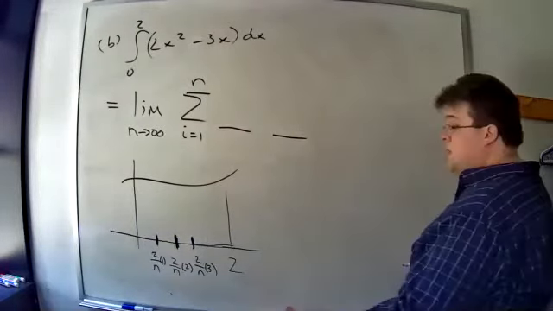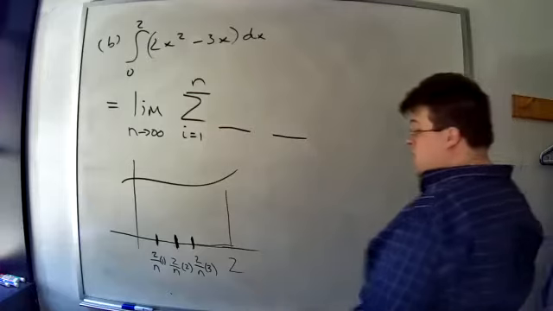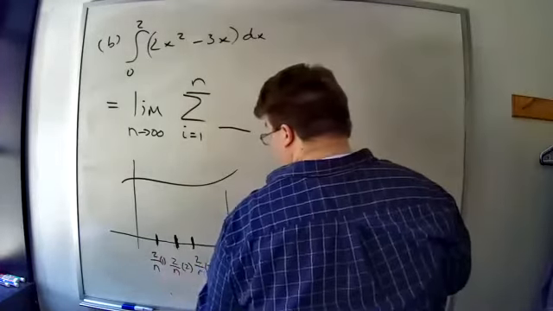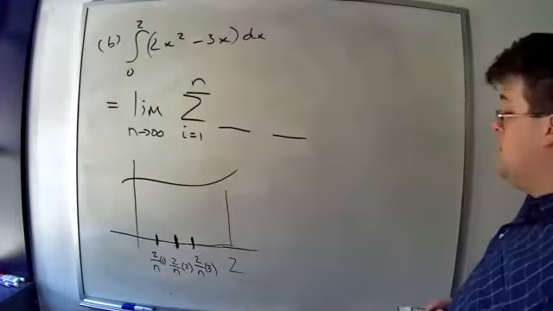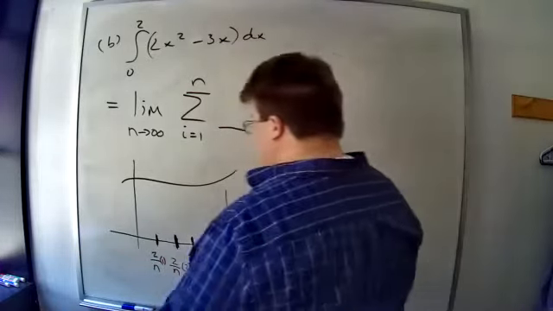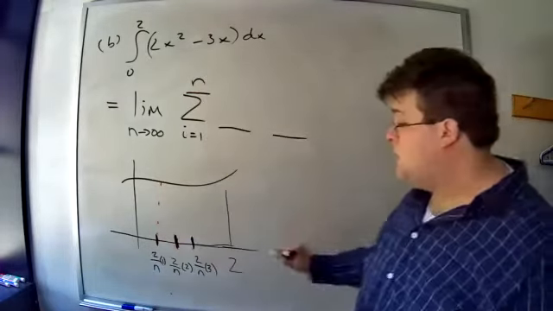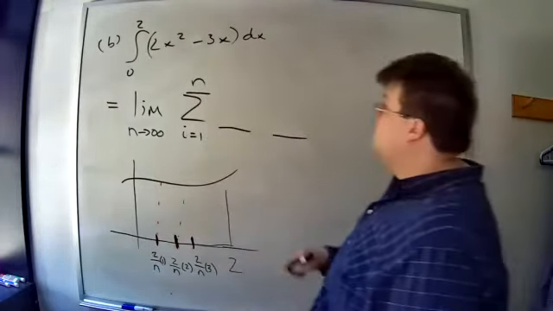Then going from one to the next, what changes? Well, the 2 over n stays the same, but the number of 2 over n's changes. So what's the height of the rectangle? The height of the rectangle is given by the function evaluated at these.